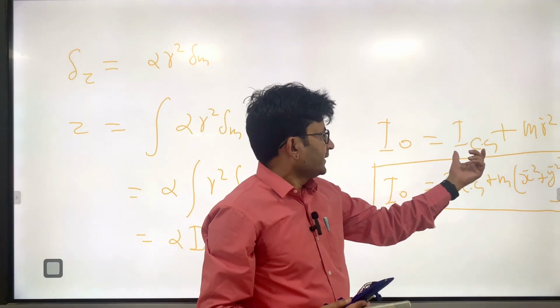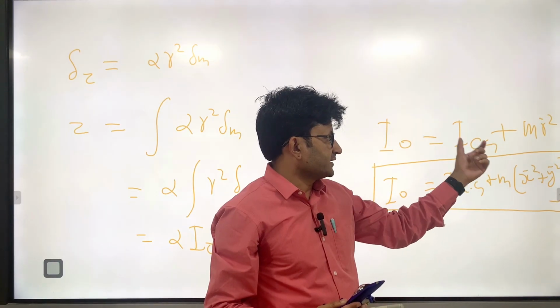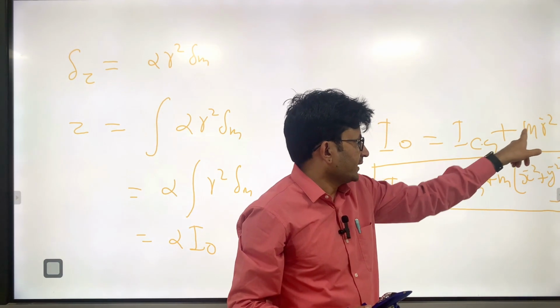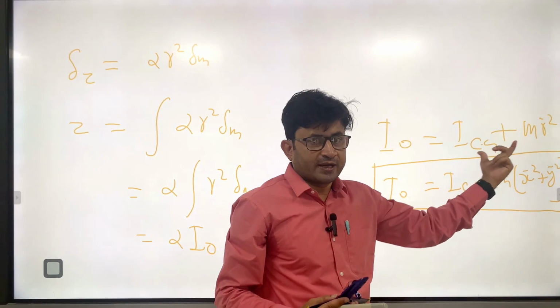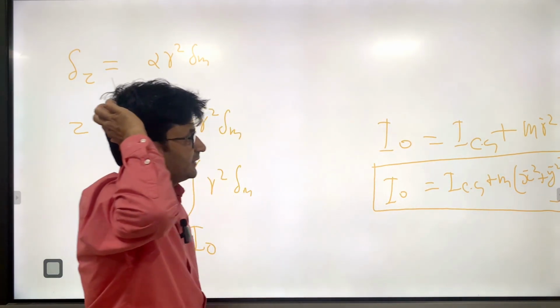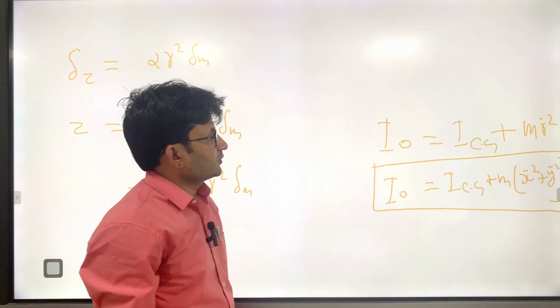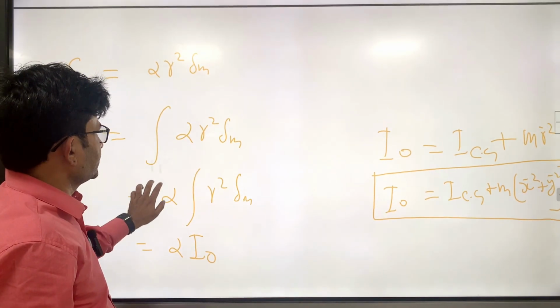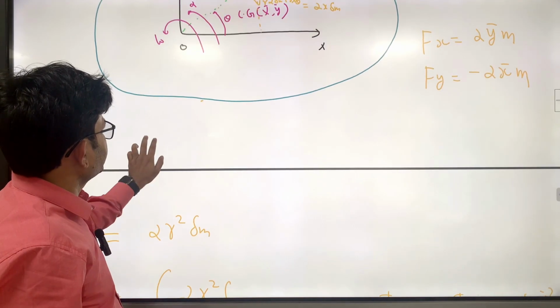You can write the moment of inertia about the CG, I naught, plus m r bar squared. This is using the parallel axis theorem. r bar is nothing but the square root of x bar squared plus y bar squared. So that means you have some distance, right? You have a distance, right?